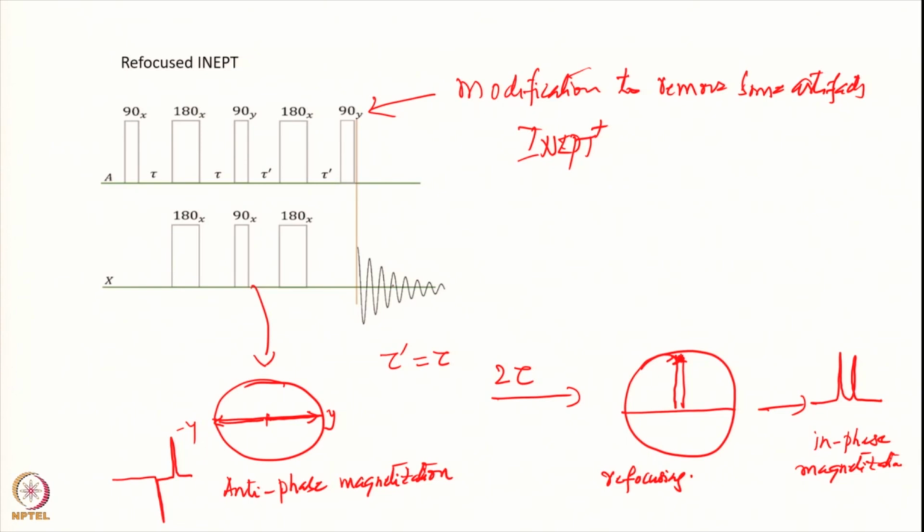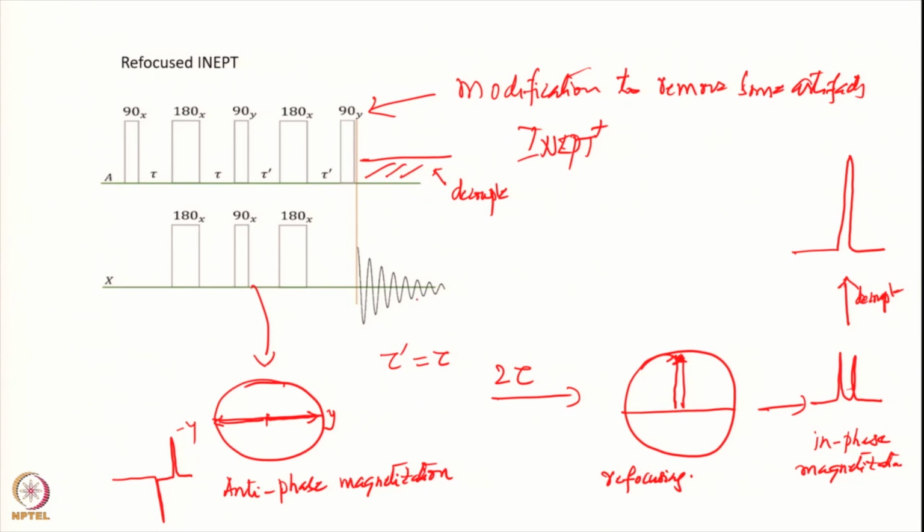If you refocus, what is the advantage? We collect the data here, and the magnetization is now in phase, therefore we can decouple it also. So if you do decoupling here, you can decouple, and you get one line which has the sum of the intensities of these two. This decoupling can be introduced here. So the proton can be decoupled while you are observing the X.